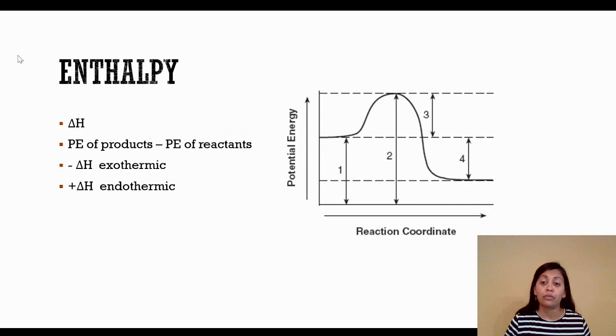Conversely, if your products line was higher than your reactants, when you subtract the potential energy of the products minus potential energy of the reactants, you see that you have an endothermic reaction or a positive value. So again, that's review from thermo.